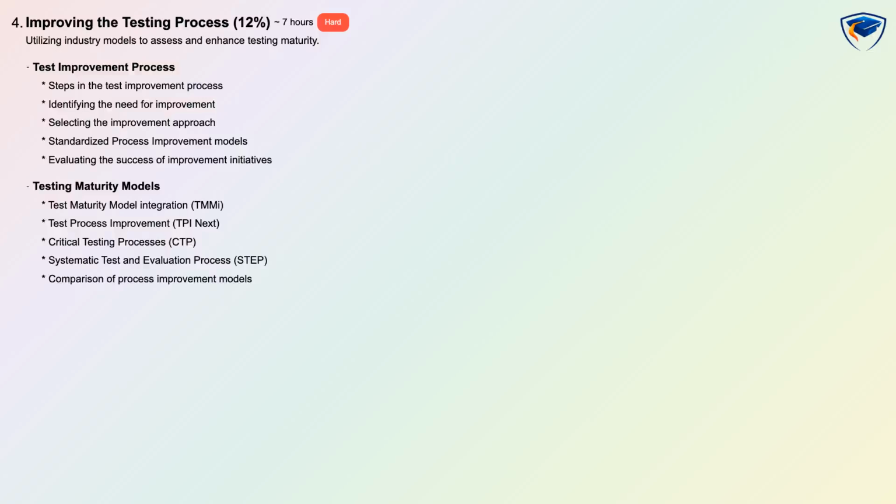Improving the testing process is 12%, labeled hard, with an estimated learning time of 7 hours and a conceptual plus scenario-based assessment. This domain focuses on using industry models to assess and raise testing maturity and on planning systematic improvements. You will study the steps in the test improvement process, how to identify the need for improvement, select an approach, and evaluate success using models such as TMI, TPI Next, CTP, and STEP while comparing their strengths and applications.